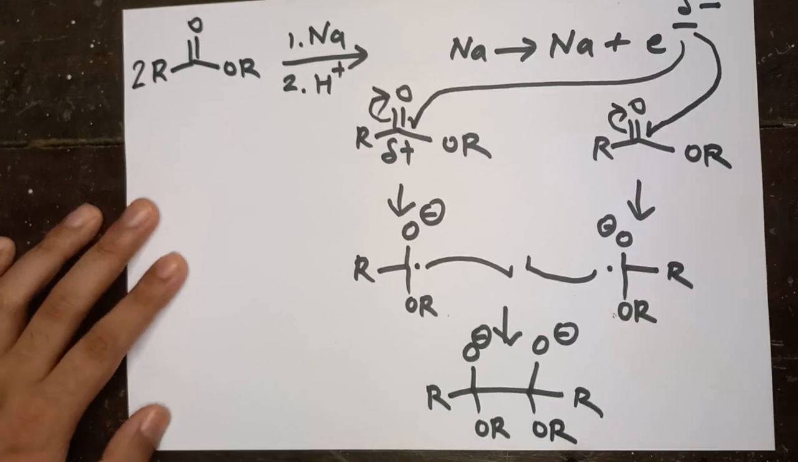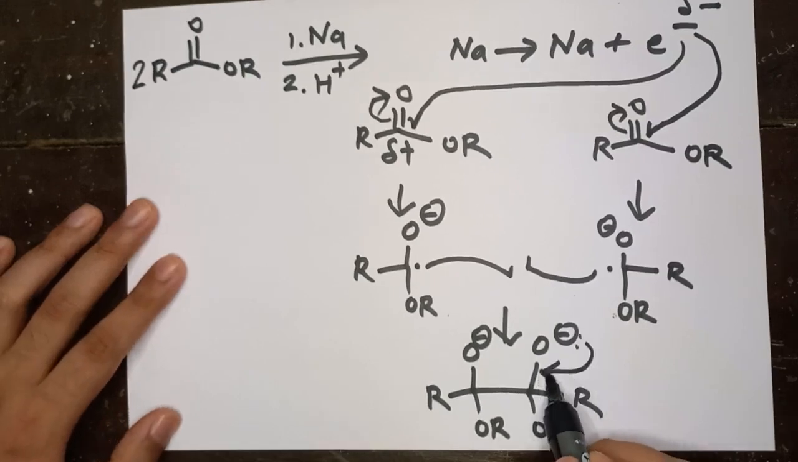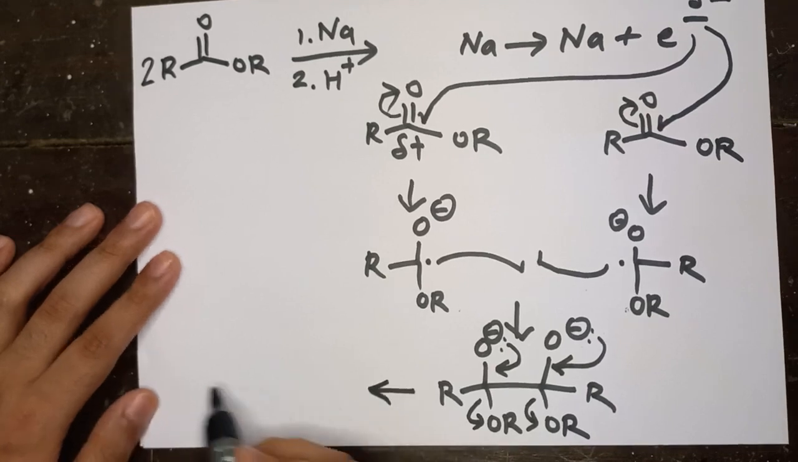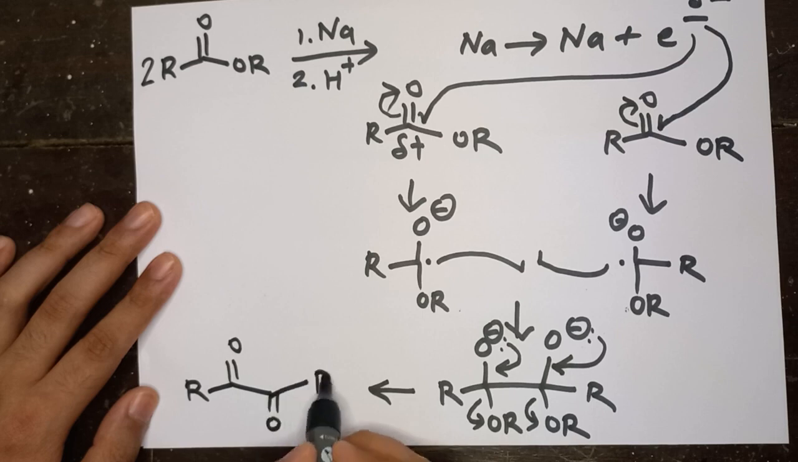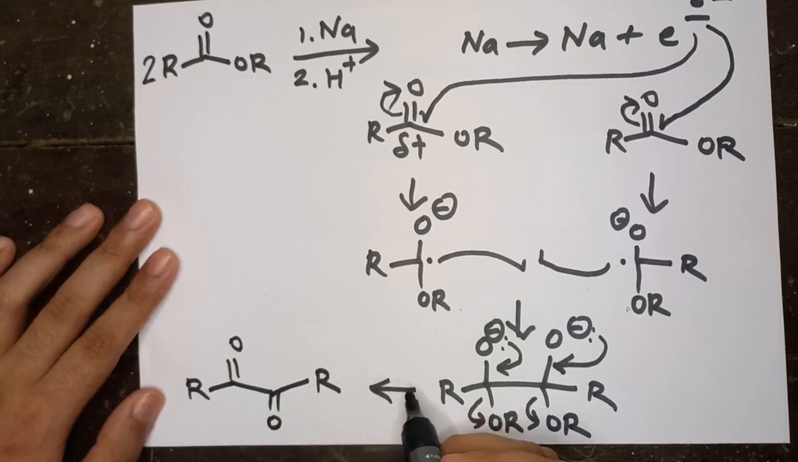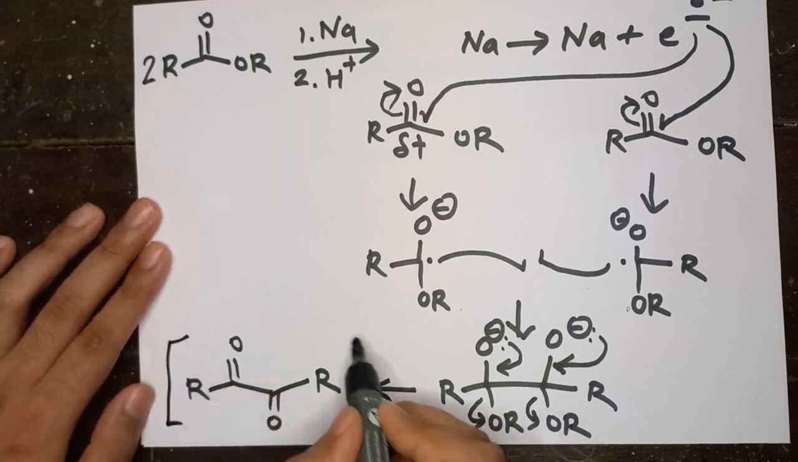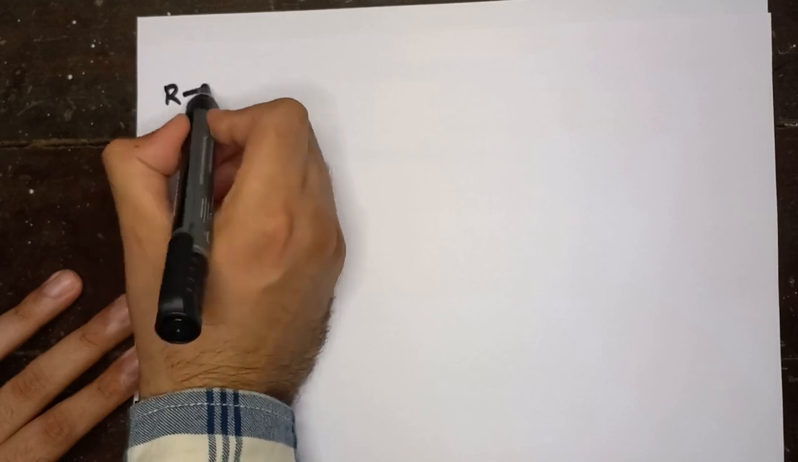Now at this position, we know that the alkoxy group is a good leaving group. So this lone pair of electrons will collapse, this OR group will leave. Similarly, once again here, and we will form the 1,2 diketone system. So you need to remember that in Acyloin condensation, the reaction intermediate, which can be isolable, is the 1,2 diketone system. So for now, this is our intermediate.